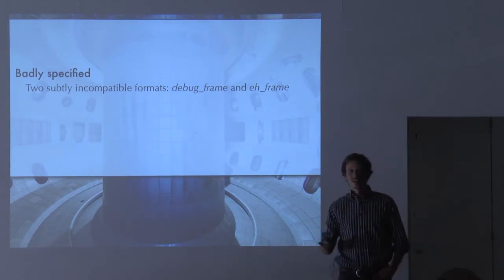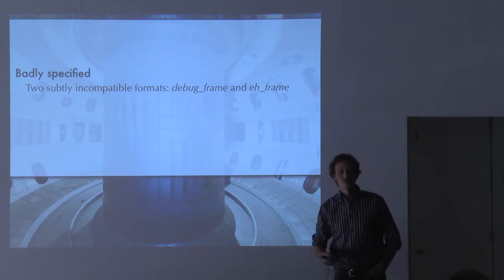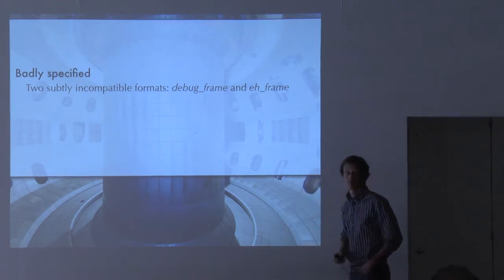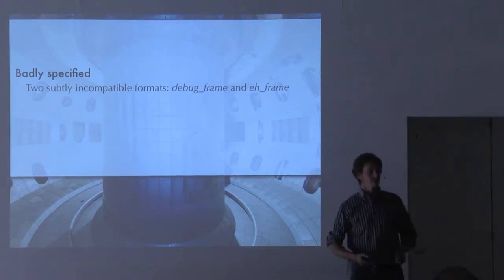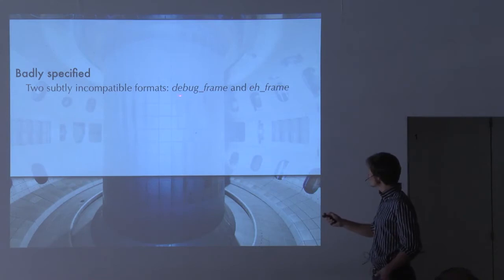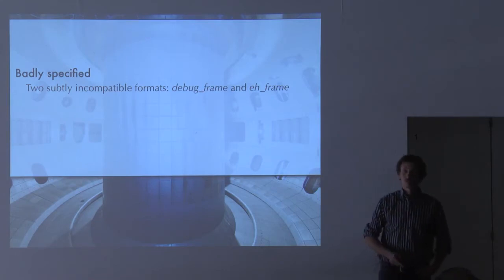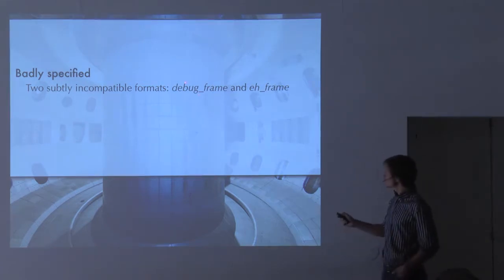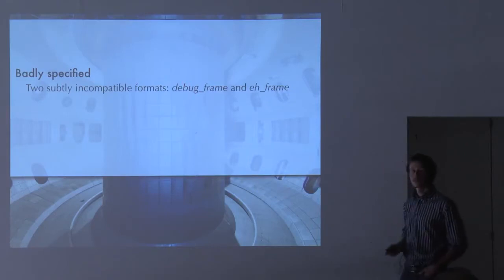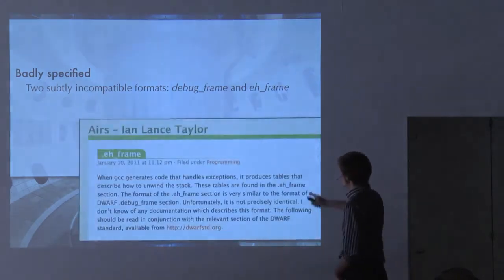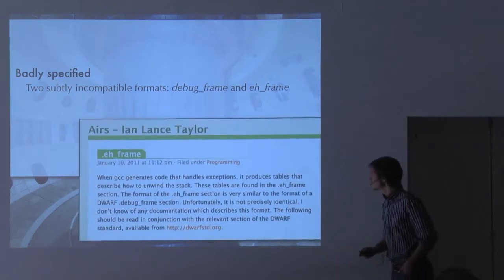So all this was introduced because GCC had to implement exceptions, so they defined their own format, which is called eh_frame. Then DWARF came and said, we should standardize this stuff. This is actually useful for debuggers and all the rest. So they defined their own format, debug_frame. And guess what? The two are similar, but not quite the same. And if this one is well defined, the eh_frame one is basically specified by GDB code or GCC code. And the best description I could find is this blog entry by Ian Lance Taylor.